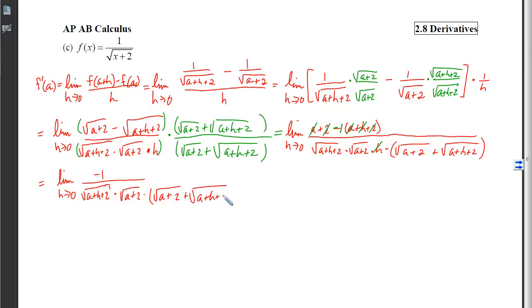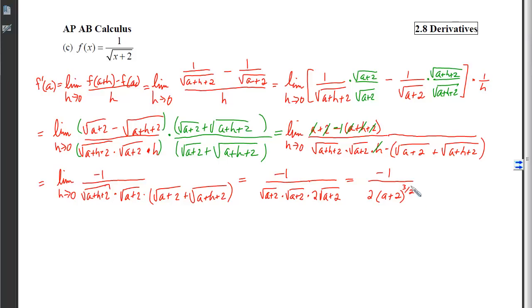So if I do that, all of these h's are going to turn into zeros, and I'll get a negative 1 over an a plus 2 in a root, and another a plus 2 in a root, and then I'm going to have 2 of those a plus 2's in a root. Some people get a little mixed up in simplifying this, and I'm going to tell you the answer that you would see on a test from me would be 2 of these a plus 2's raised to the 3/2.